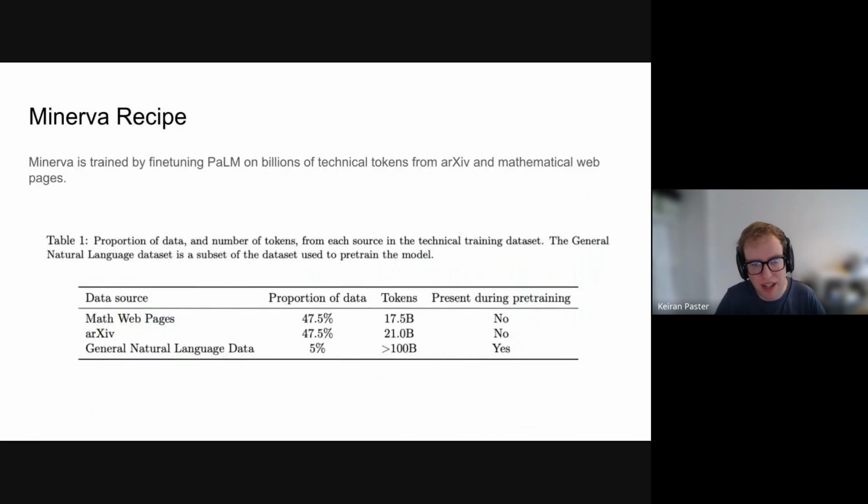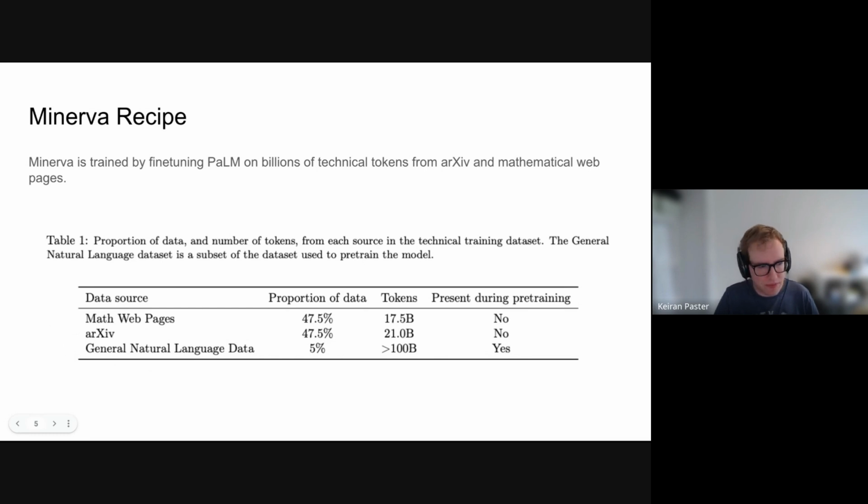At a high level, Minerva is trained by fine-tuning Google's then flagship language model called PaLM on billions and billions of technical tokens from scientific papers from arXiv, as well as this dataset of mathematical web pages. This shows the data composition that Minerva was trained on. Just like PaLM, Minerva is trained on general natural language data, but only about 5% of the data it is trained on is this. The other 95% comes from scientific papers and from this dataset of mathematical web pages.